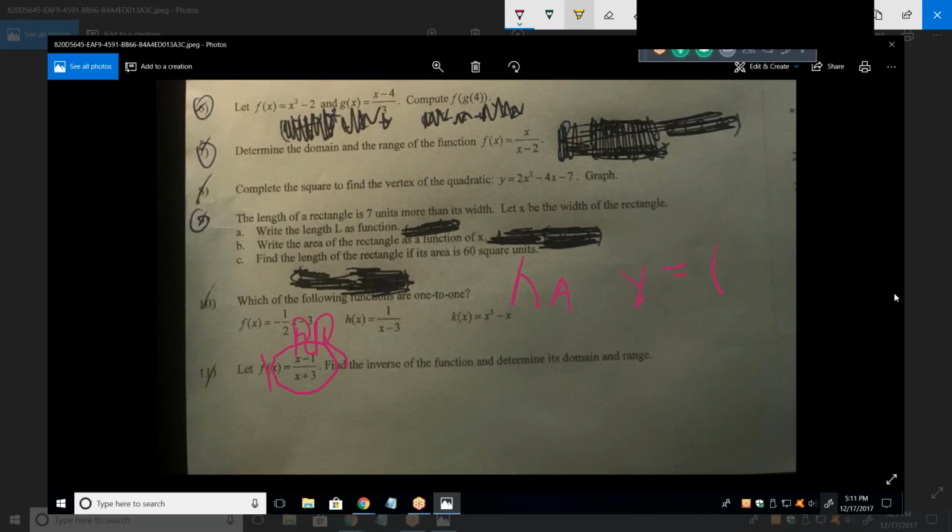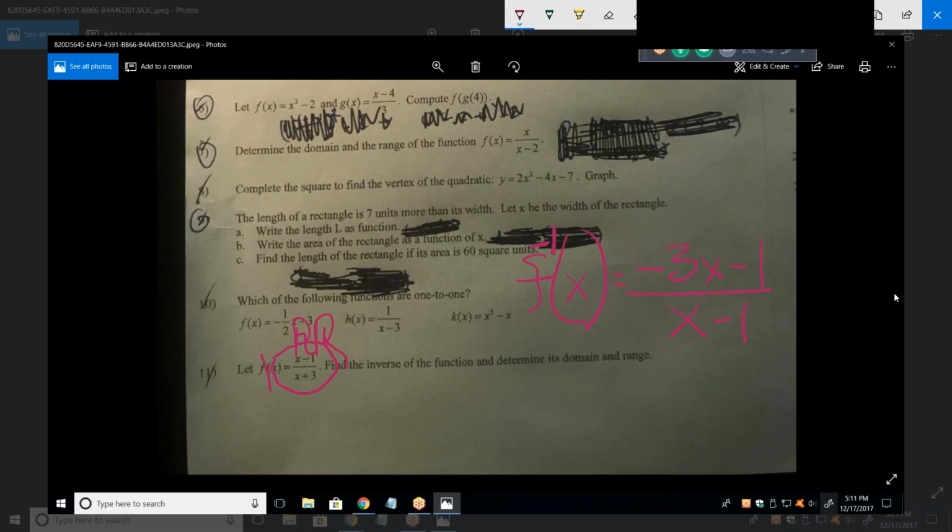Do you remember what our answer was that I erased? For the inverse, it was -3x minus 1 over x minus 1. Good. So that's f inverse of x. Now, we found a different domain restriction. It can't be 1. You can just never divide by 0. That's the bottom line.